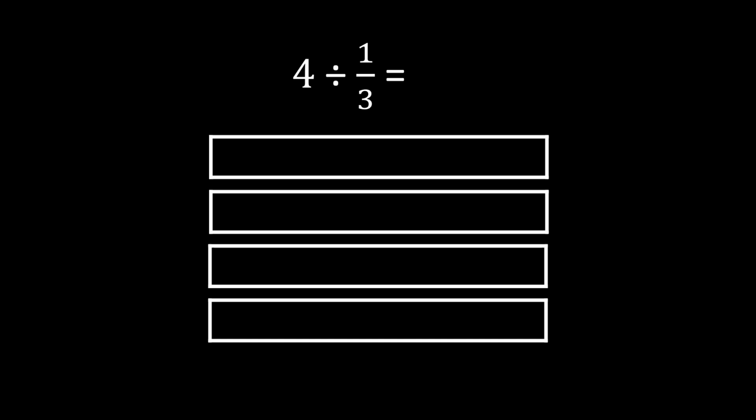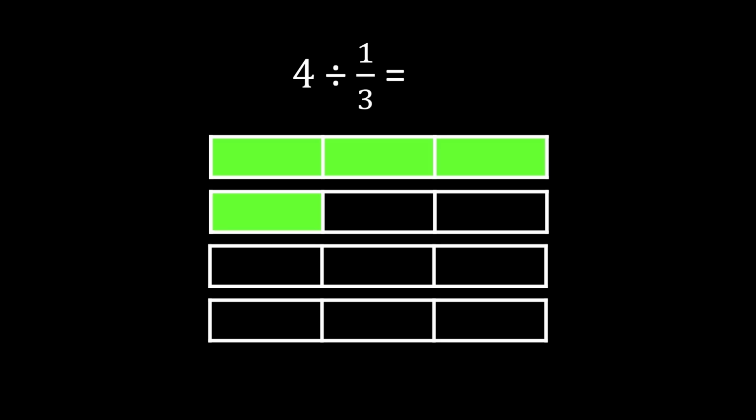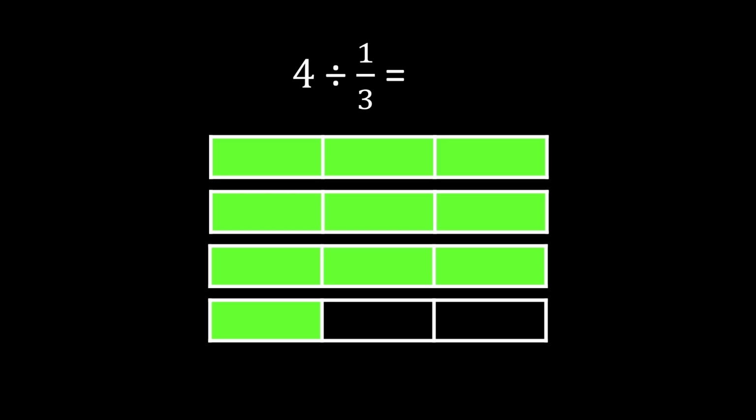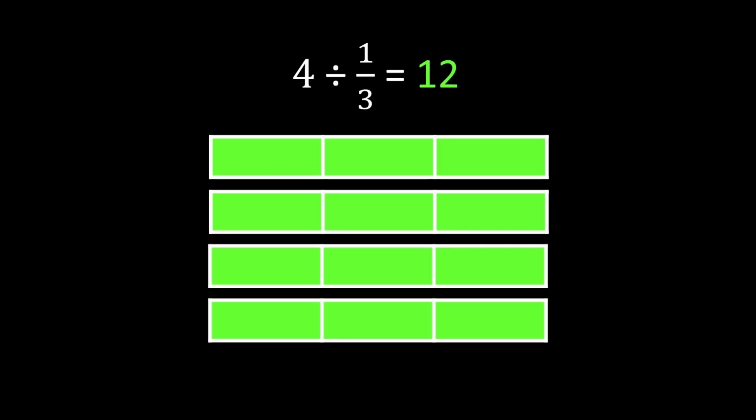Then, because we're dividing by 1/3, I need to break the whole up into 3 equal parts, or break it into thirds. I need to do that to each whole because our problem is 4 divided by 1/3. Now that I have all 4 wholes divided into thirds, the number of equal parts I made is my quotient. I made 1, 2, 3, 4, 5, 6, 7, 8, 9, 10, 11, 12 equal parts. 4 divided by 1/3 equals 12.